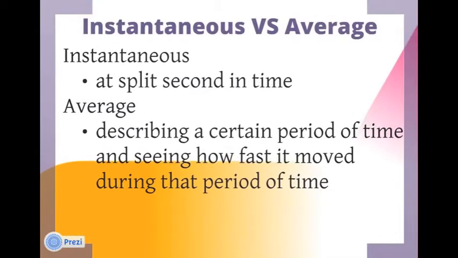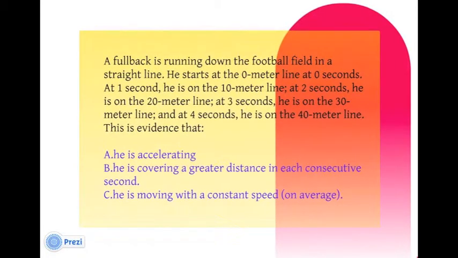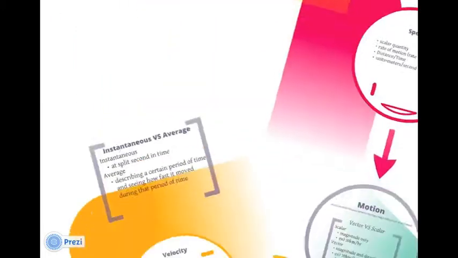In speed and velocity, there are two types, instantaneous and average. Instantaneous speed or velocity is at a split second in time, whereas average speed or velocity is in a certain period of time and seeing how fast it moved during that period of time. Going back to the question about the fullback, this question talks about instantaneous speed because it gave us the speed of the fullback every 10 meters.